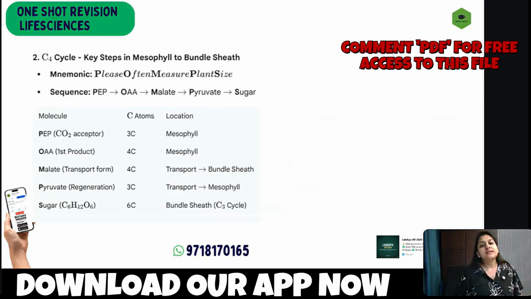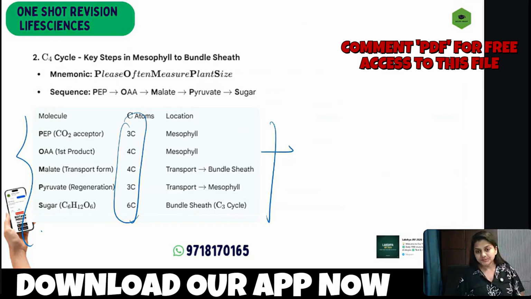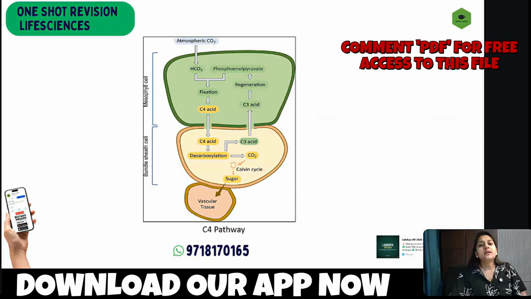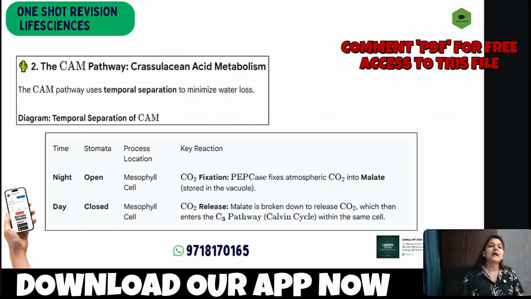Then you have the C4 cycle. What are the molecules, how many carbon atoms, and what is the location? All these are important. Over here you have the pictorial representation of the same. You can go through it. Then you have the CAM pathway. So this is crassulacean acid metabolism.